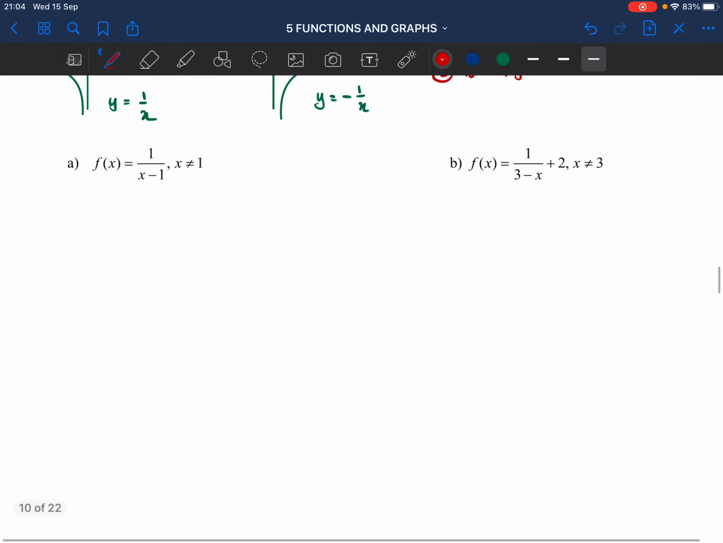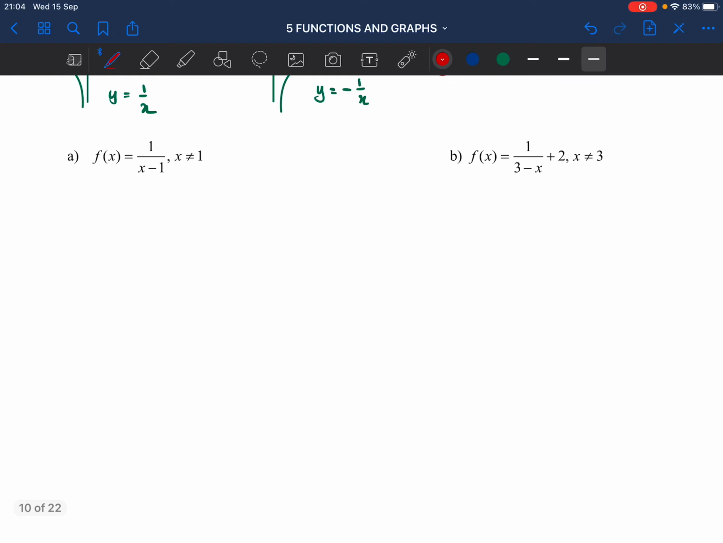Okay, and then the third thing that you have to find is macam biasa x-intercept and your y-intercept. Okay, so let us quickly take a look at question A. We have f(x) equals to 1 over x minus 1, where x is not equals to 1. Okay, macam the previous graph yang saya dah buat, apa yang dia bagi, that is your domain. Okay, so this is our domain. Kenapa x is not equals to 1? Sebab macam kita tahu, denominator tak boleh jadi 0 kan? So we will have x minus 1 is not equals to 0, x is not equals to 1.